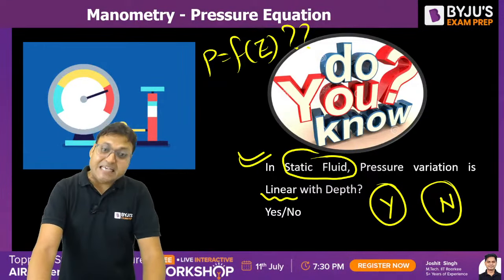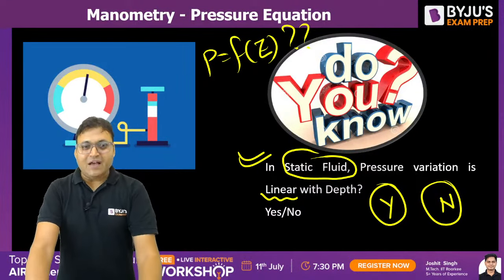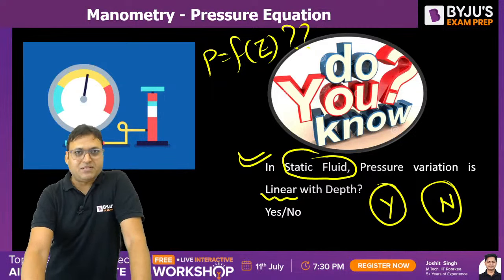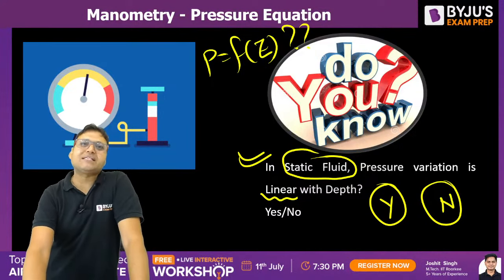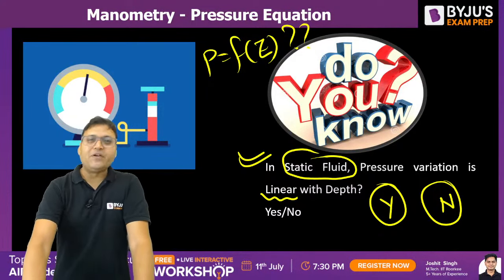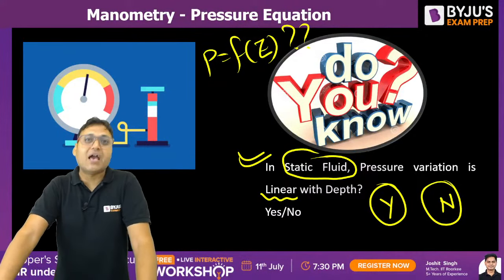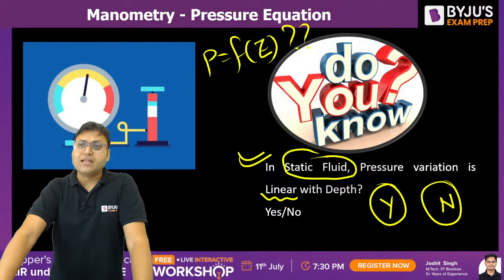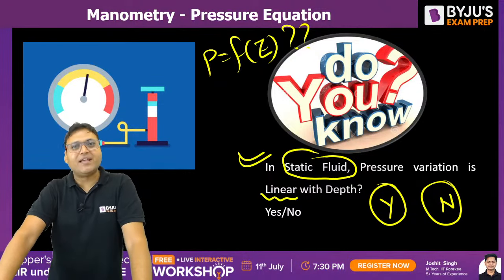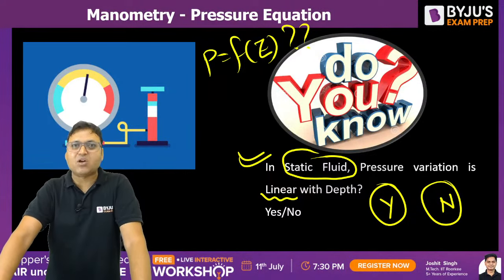Prabhat, let me clear you. The fluid can be of two types. One is incompressible fluid. Another can be compressible fluid, isn't it? So if we are talking about incompressible fluid, which is having the constant density throughout, then the pressure variation will be linear with depth or height.